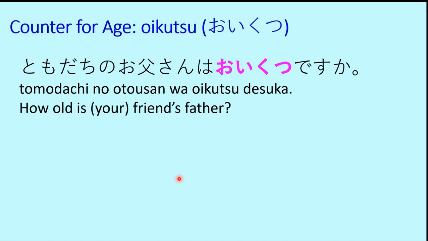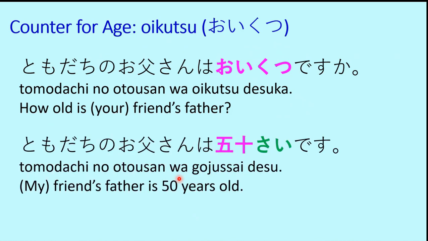So here is one example. Tomodachi no otosan wa oikutsu desu ka? That means, how old is your friend's father? Tomodachi no otosan means friend's father. Tomodachi no otosan wa oikutsu desu ka? Tomodachi no otosan wa gojussai desu. My friend's father is 50 years old. 50 years, it's gojussai.